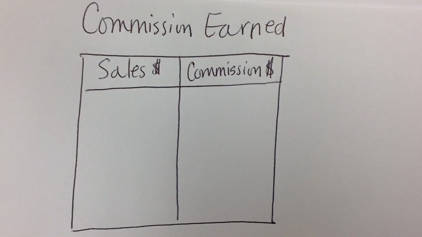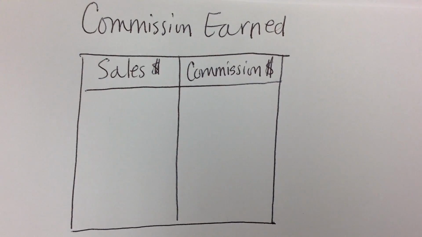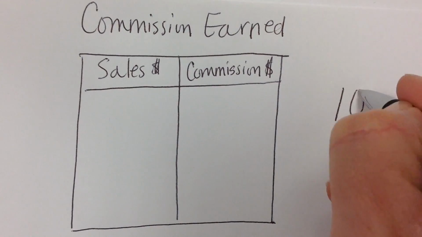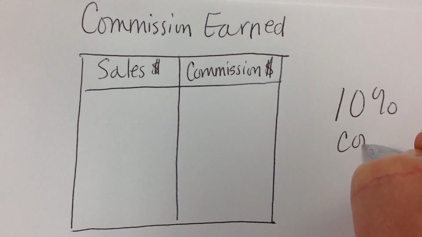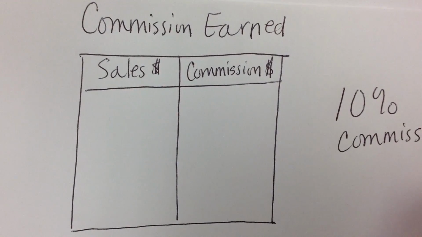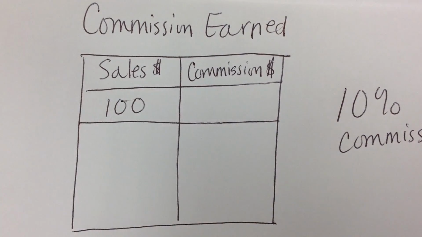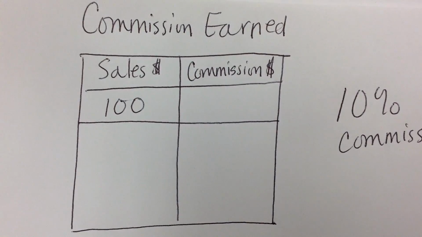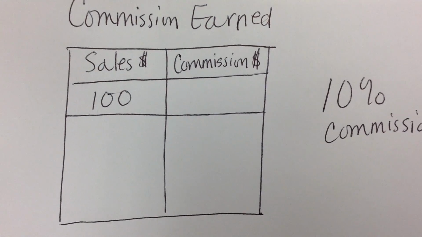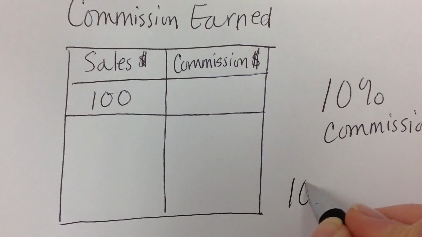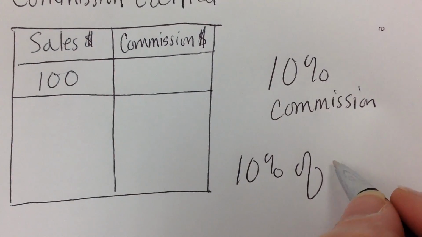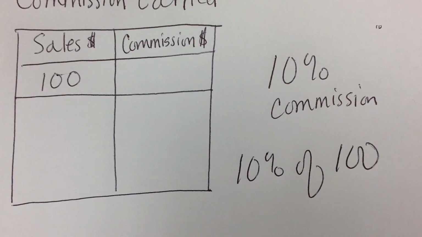Now, we were told that the salesperson earns 10% commission. So, if we sell $100, what is the commission? Well, you're wanting to know what is 10% of $100, because that's what commission each salesman will make.